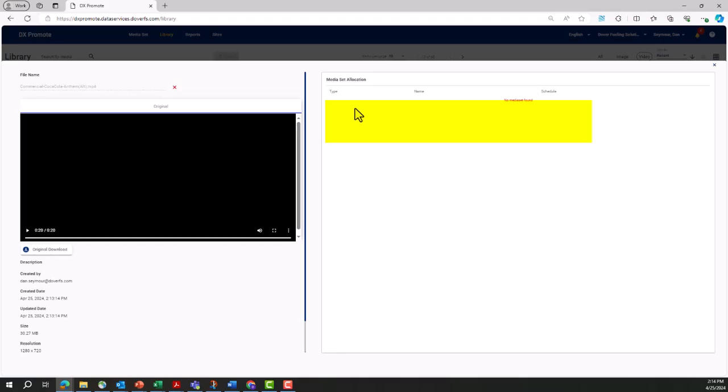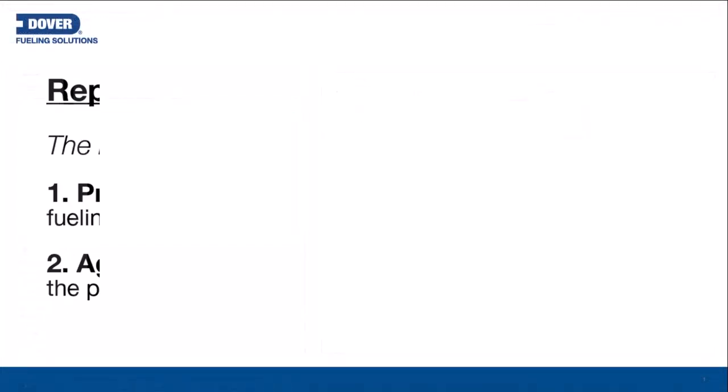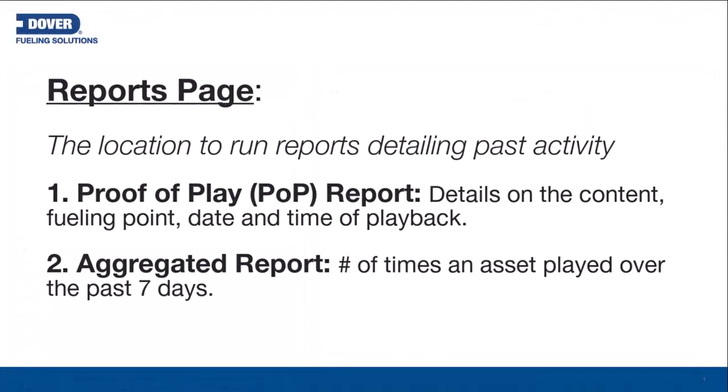Next, let's review the Reports page. The Reports page is where you can run customized reports, which includes details of the specific media that has been uploaded, as well as key attributes associated with the playlist. Here, you can get two specific reports. The first is a Proof of Play report, also known as a POP or POP report, which includes detailed information about the content that has played, the fueling points on which it played, and a date and timestamp of playback.